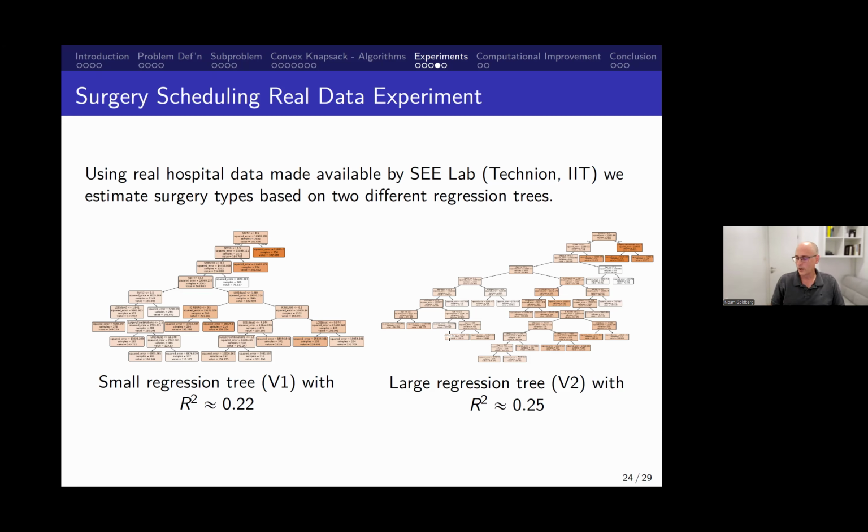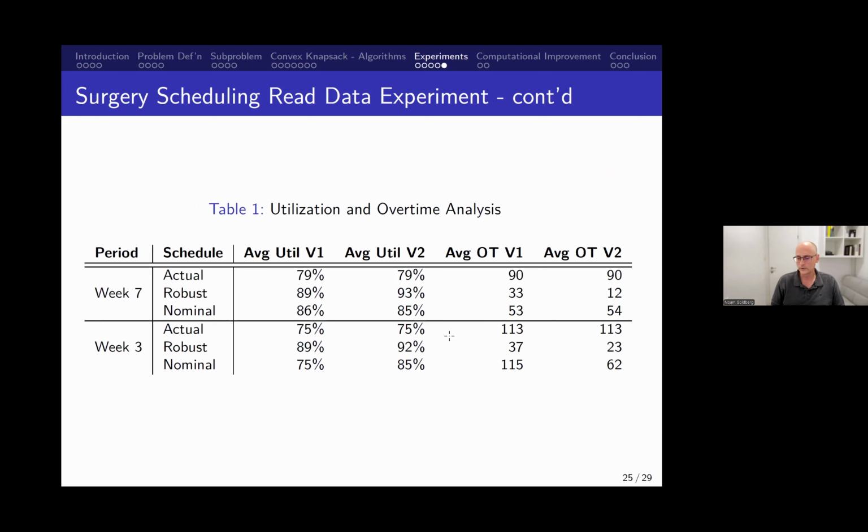So you get a more complicated tree, but somewhat more accuracy. I emphasize that because I think it's important in terms of running our model. Now we compare in our robust experiments versus solving the nominal model and the actual scheduling that took place. For the scheduling, there's no difference between the regression trees V1 and V2. And we look at the overtime, which is most interesting for us, as well as utilization.